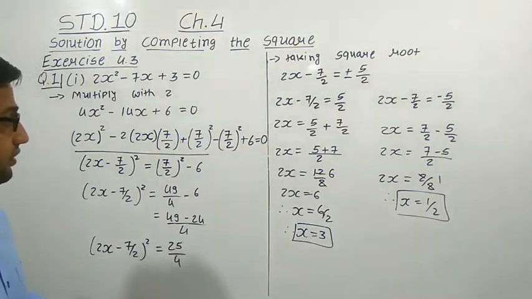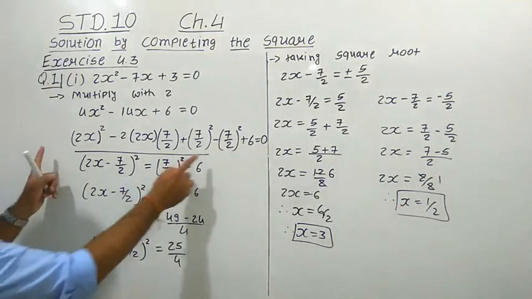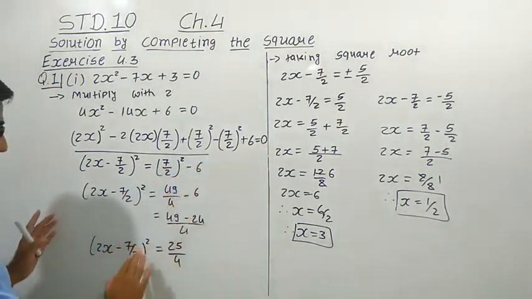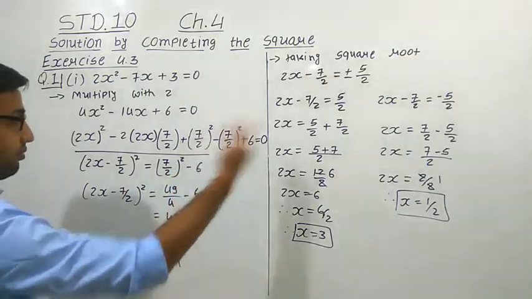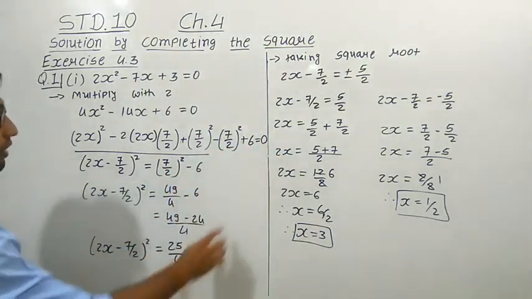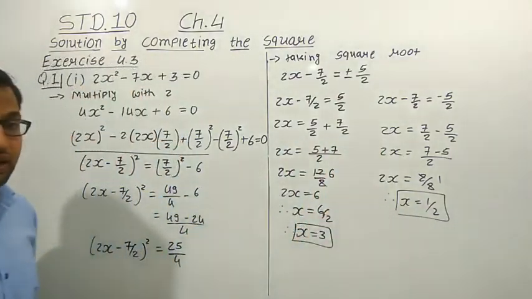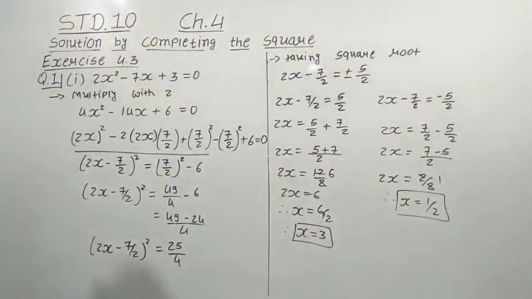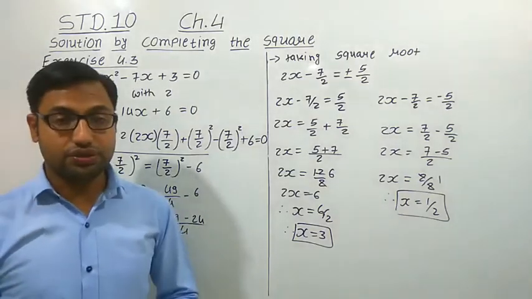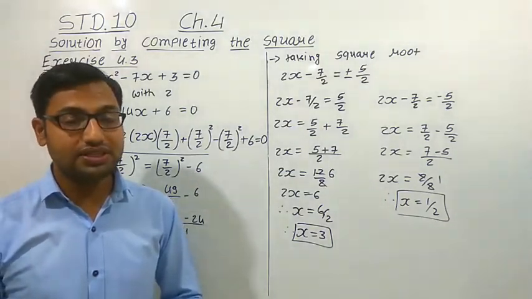Right? So this is the method of how we can complete the square, how we take the remaining term to the right hand side, then how we find the square root, and then compare. Right? So this is how we can solve this type of equation. Okay, so this is all about this lecture.